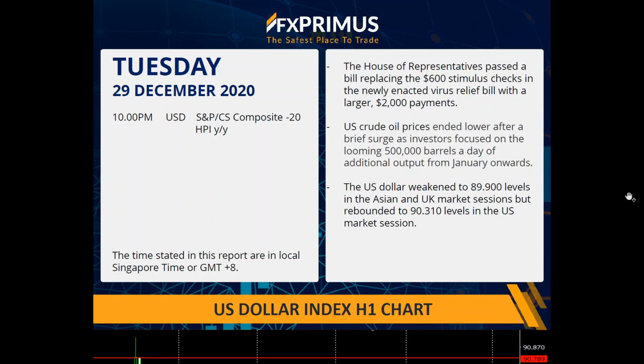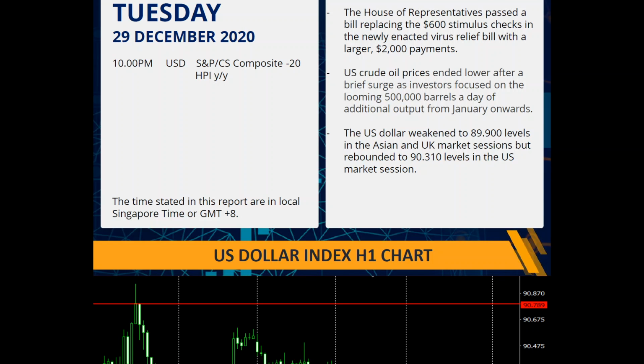My name is Edmund. On a Monday, there was practically very little economic data coming out from the UK and the US. However, we still do see the UK pound dropping about 140 pips due to some Brexit uncertainty as the 31st of December deadline is approaching.